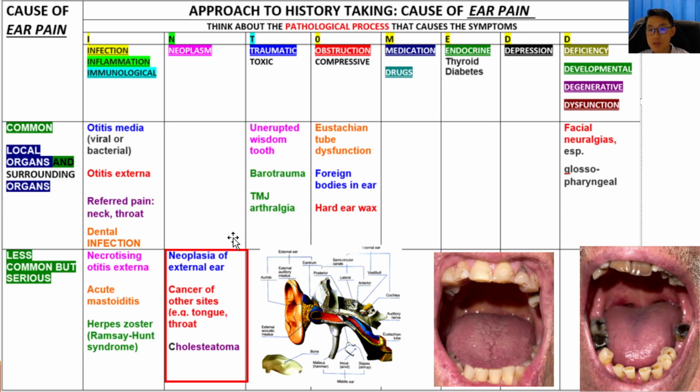Neoplastic causes or non-neoplastic causes include neoplasia of the external ear, which is cancer of the external ear, cancer of the other side, such as the throat or the tongue, which can also refer the pain to the ear. In a condition called cholesteatoma, there is a non-cancerous growth just within the mid-ear area, either due to repeated otitis media or mid-ear infection, or it can be congenital.